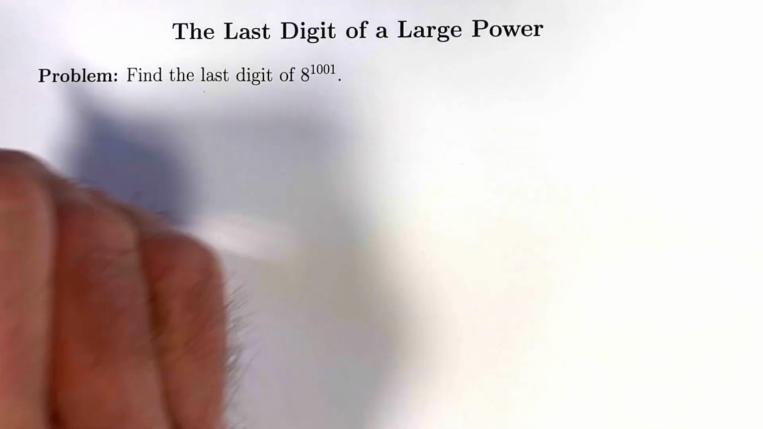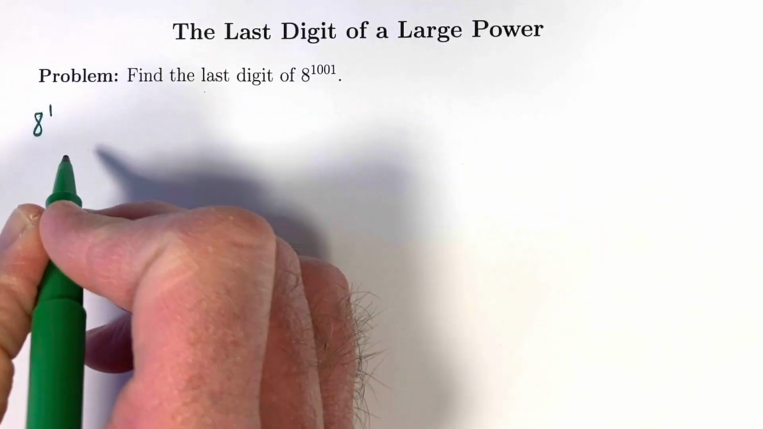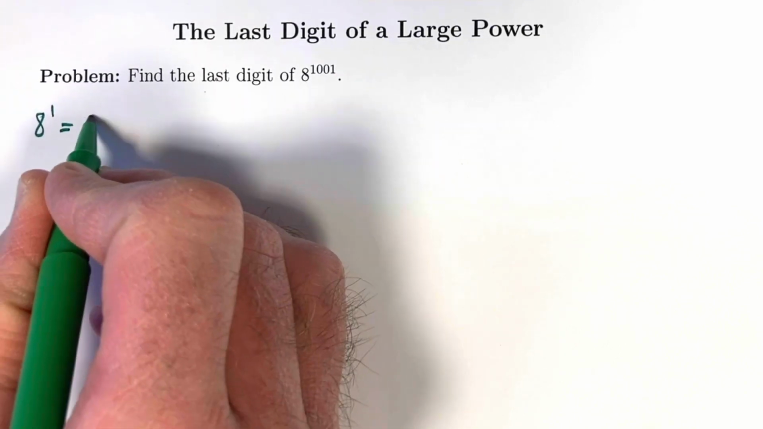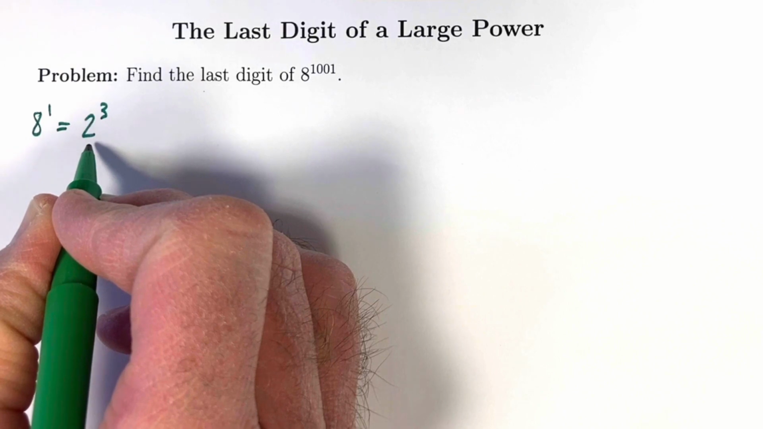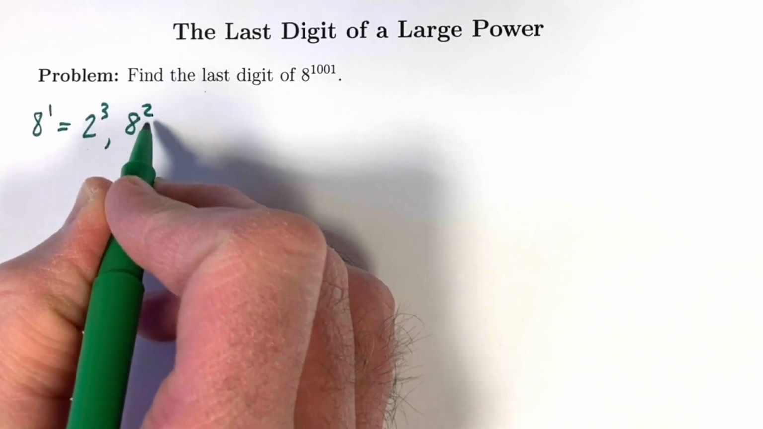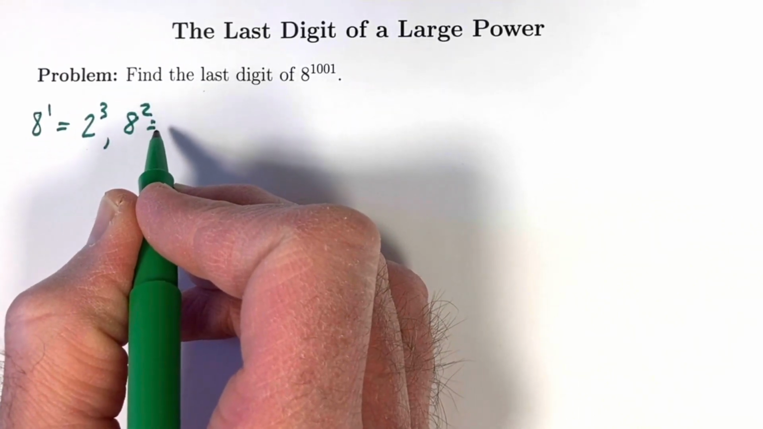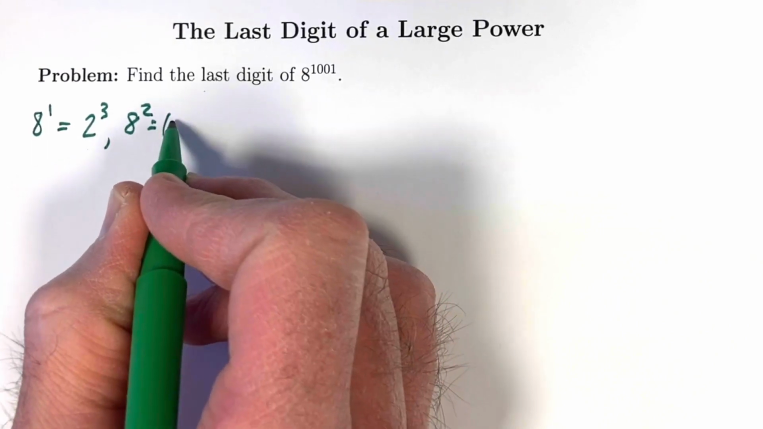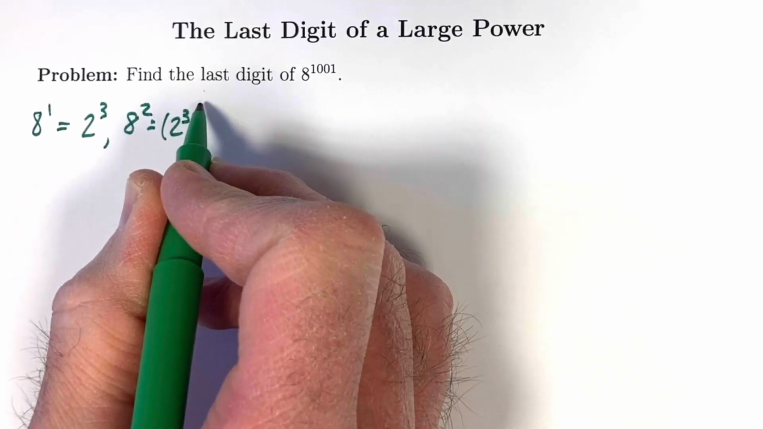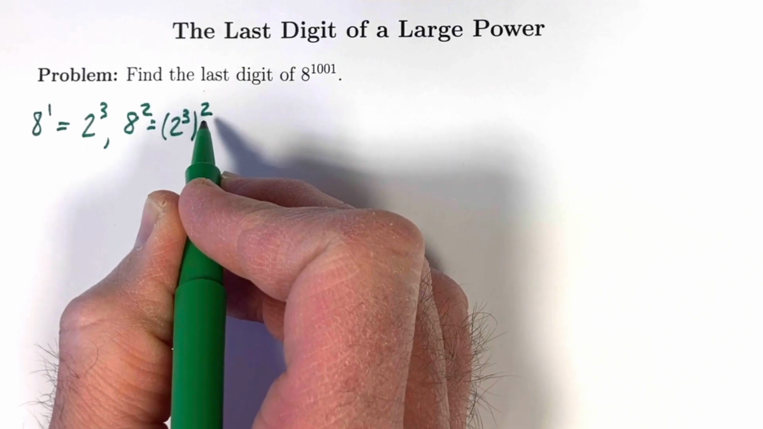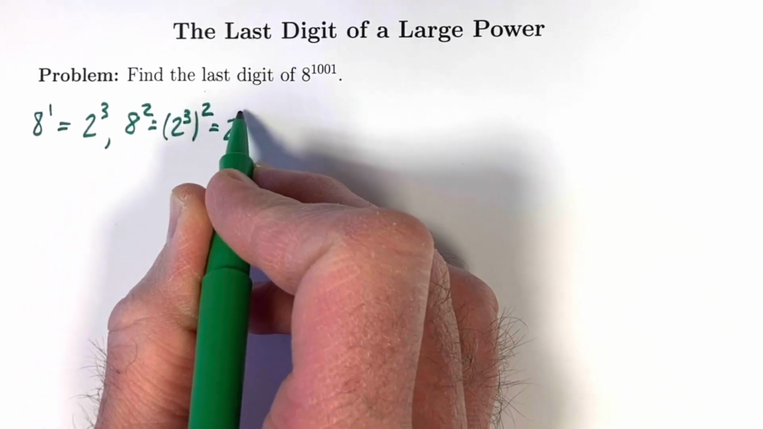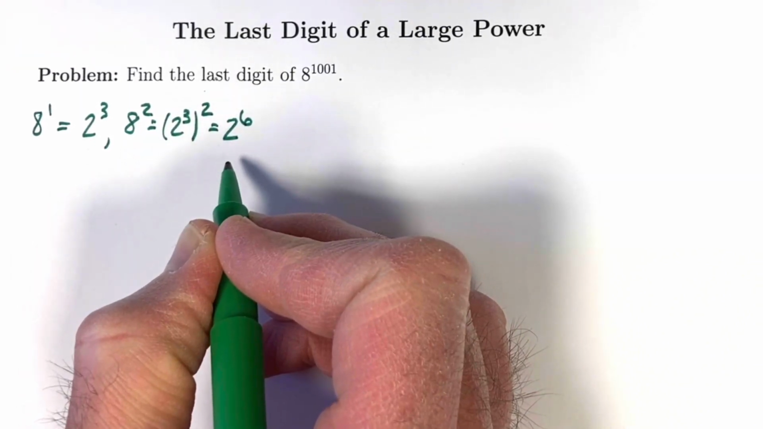It's going to be helpful to write powers of 8 as powers of 2. 8 to the first power is 2 to the third power, 2 times 2 times 2. 8 to the second power is, of course, 64. That's the same as 2 to the sixth power. Why? Because 8 is 2 to the third power, and we are squaring that. And in this kind of context, you multiply those exponents. 3 times 2 is 6.